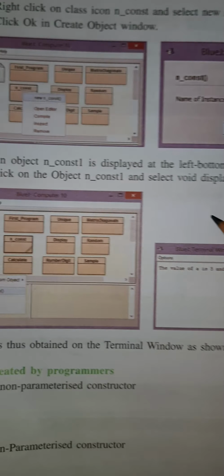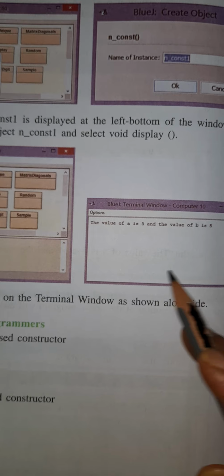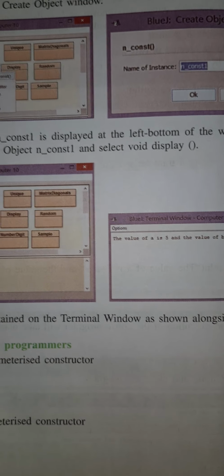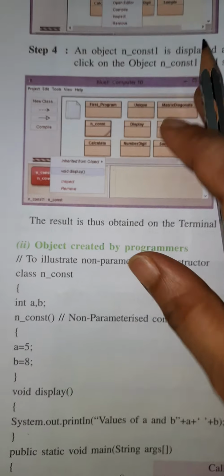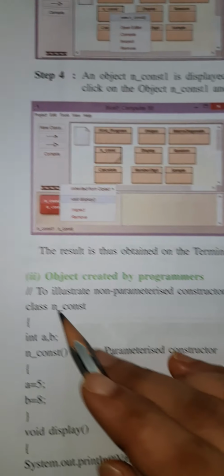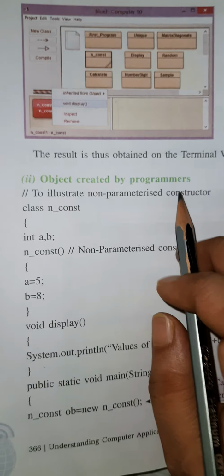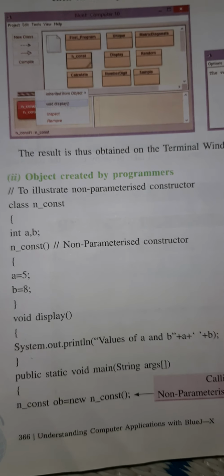See, a is 5, as we have given in the program, and b's value is displaying 8, so it is taking that part. So that is the compiler, it is taking an object created by the programmer. How the programmer may create it?